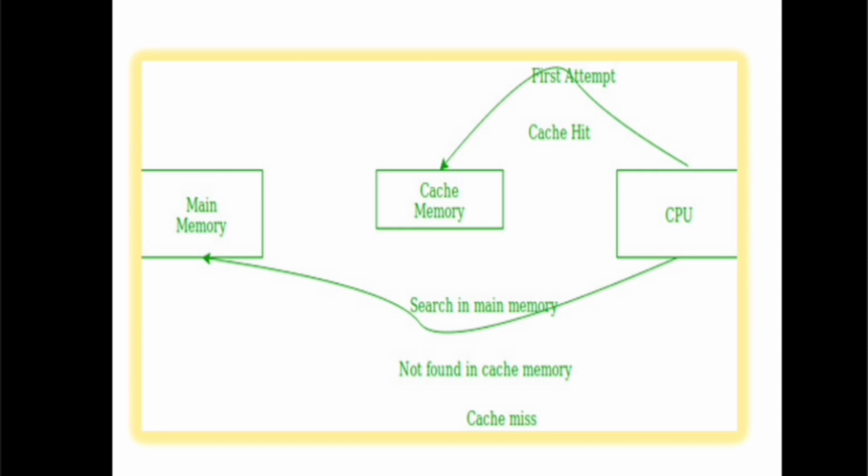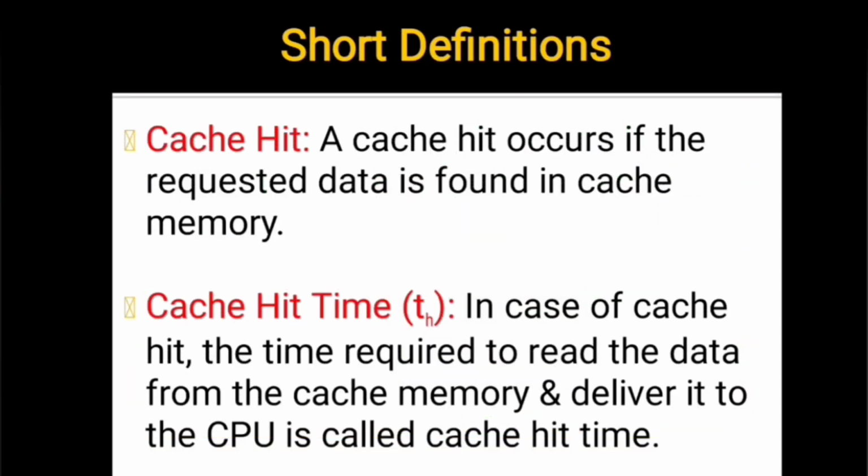This has been done because just in case the processor needs to access the same data in the near future, that data can now be directly read from the cache memory rather than reading it from the main memory. So I'll discuss some short definitions which will give you a brief idea of what we have discussed till now.